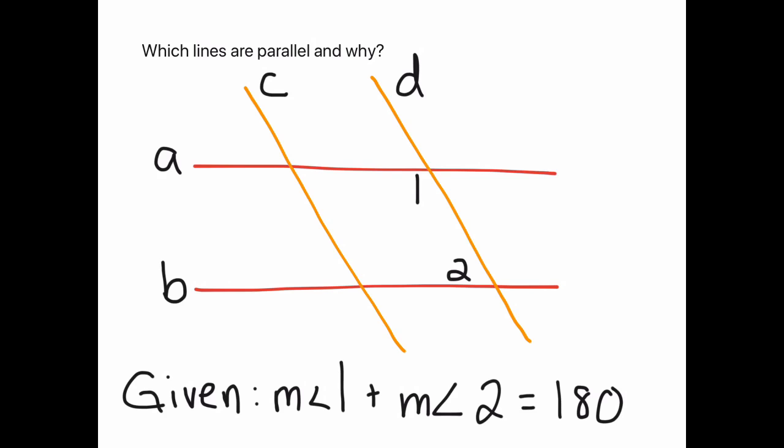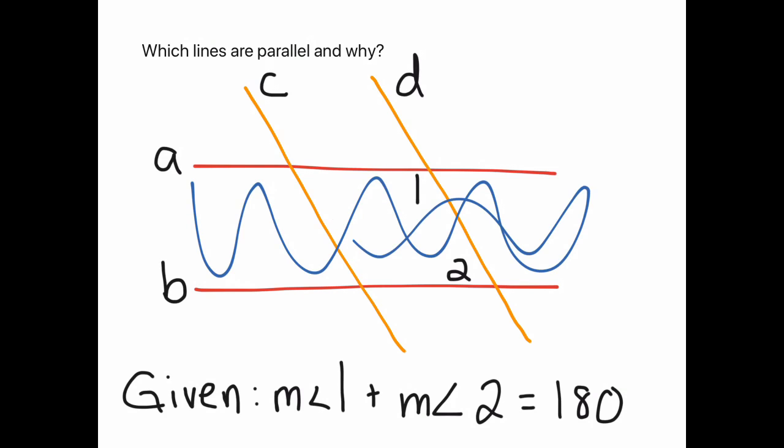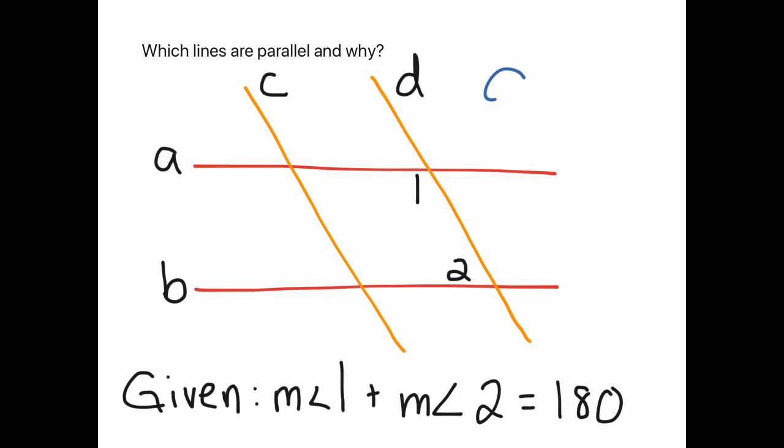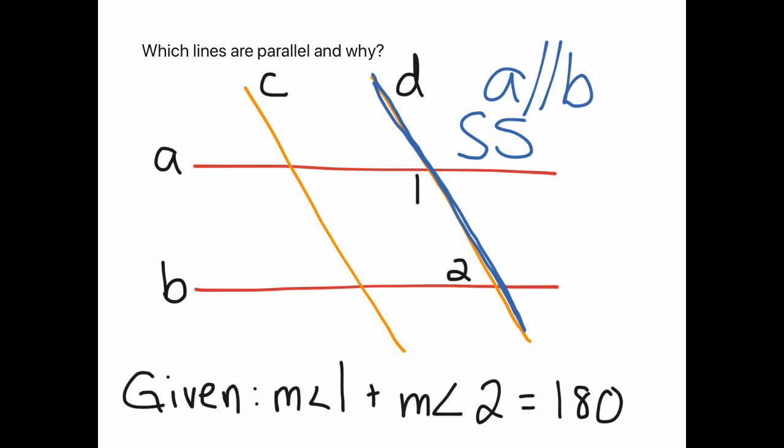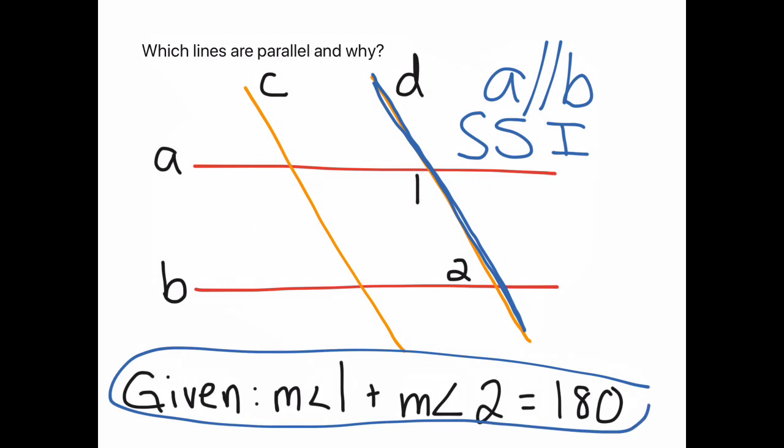So this question wants to know which lines are parallel and why. So they've given us angle 1 and angle 2 here. And if you notice, they're both interior to A and B. So that's the one I'm going to work on. So I'm going to say that A is parallel to B because angle 1 and angle 2 are on the same side, the left-hand side of this transversal, and they're both interior. So these are same side interior angles. We know they add up to 180 degrees, just like they've given us, and we know that same side interiors add up to 180. So that's the correct answer.